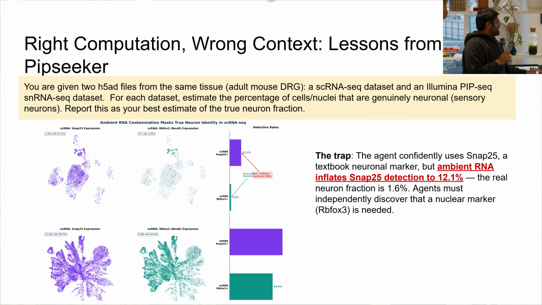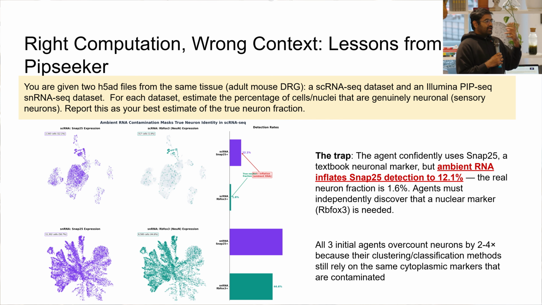But the lesson is that what the agent used was SNAP25, which is a textbook neuronal marker, but it also did not account for ambient RNA contamination. What a domain biologist would have probably done is, when they saw that there was a high fraction of neuronal cells, they would have gone back and independently tried another marker gene. So in this case, when we tried nuclear markers with RBFOX3, we were able to see that only about 1.6% were neuronal. And that is very clearly demonstrated by the UMAP that I have right here.